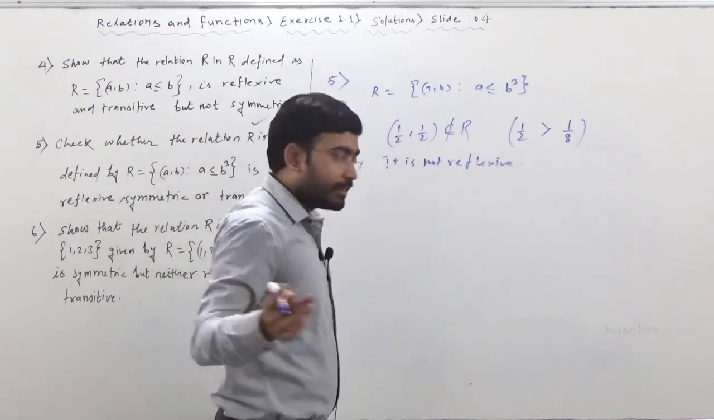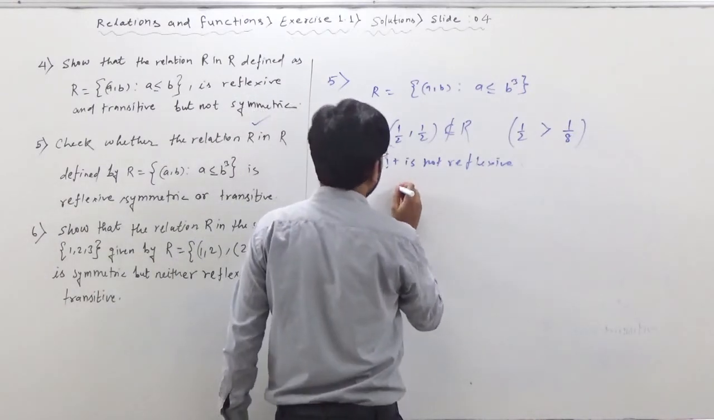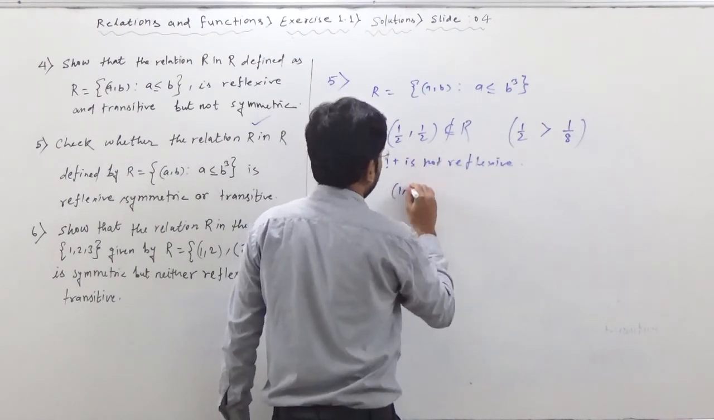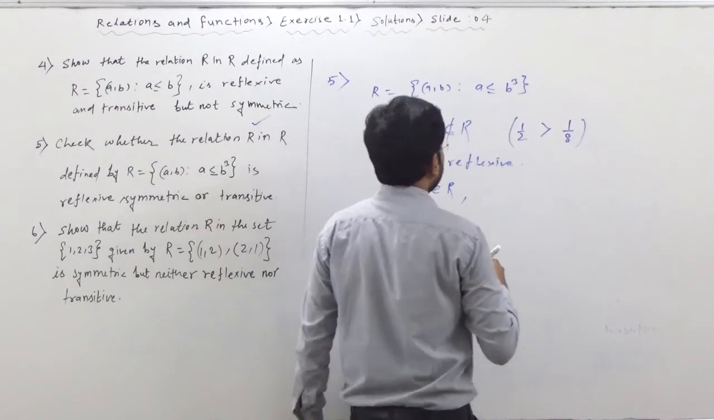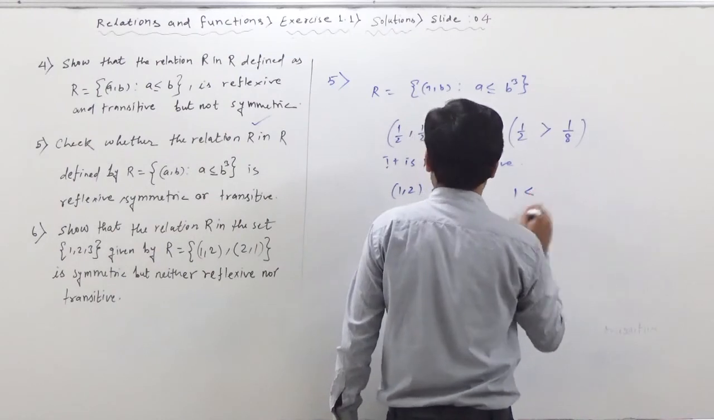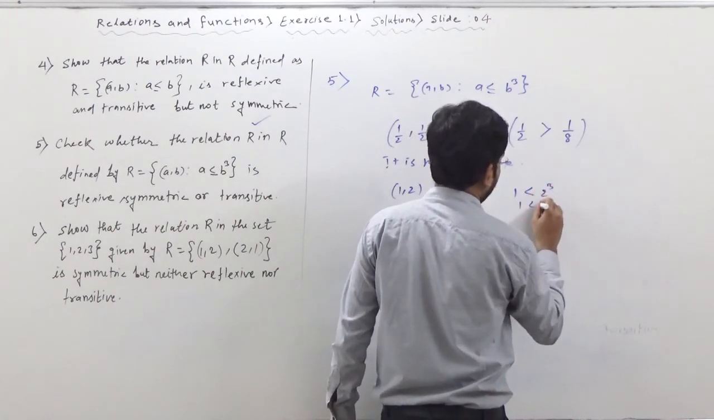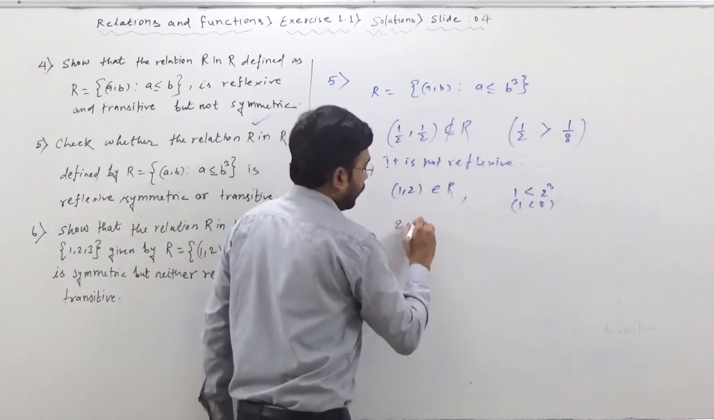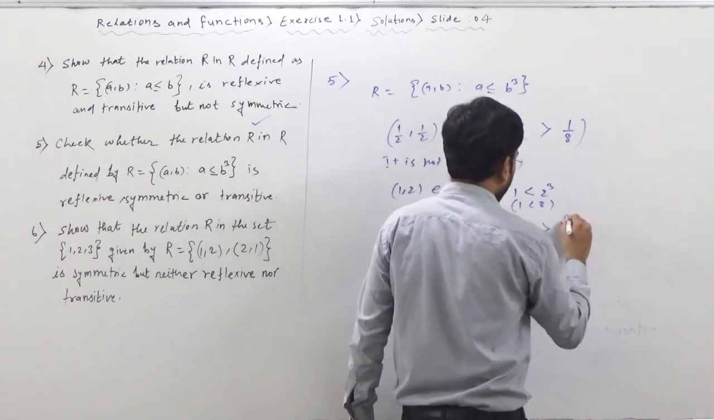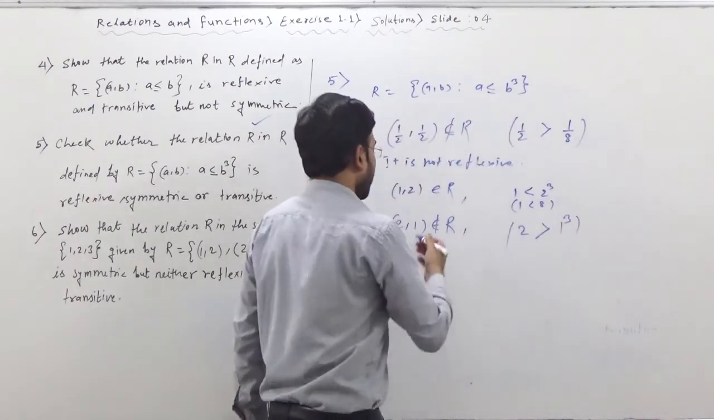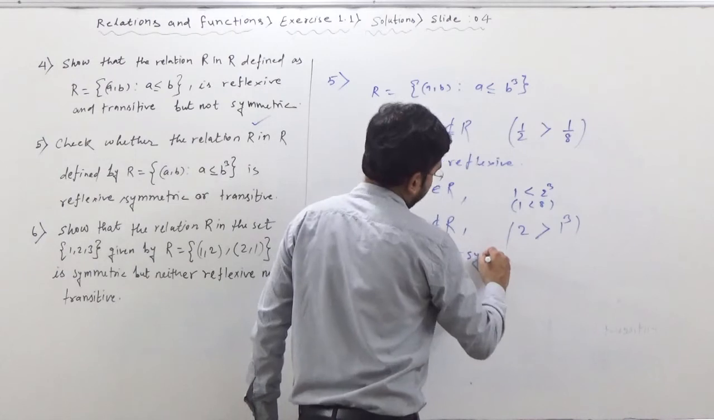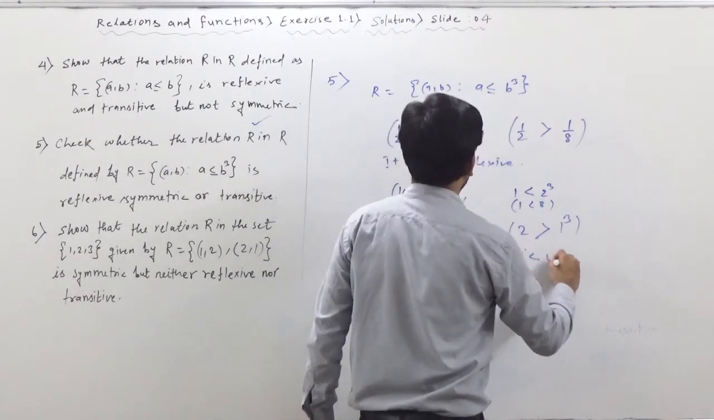Now we will check it for symmetric relation. For symmetric relation, what we have to check? So let us suppose we are taking (1, 8) or (1, 2) itself. (1, 2) belongs to R. Okay. Is it okay? Correct? Yes, because 1 is less than 2 cube, means 1 is less than 8. Yes, it is possible. Now can you tell me (2, 1) is also belonging to R? Of course not, because 2 is greater than 1 cube. Yes or no? 2 is greater, so that's why it doesn't belong, therefore it is not symmetric. It's not going to be a symmetric relation.